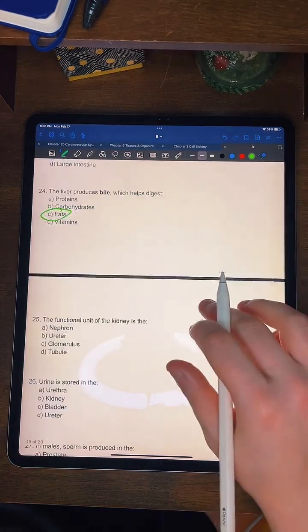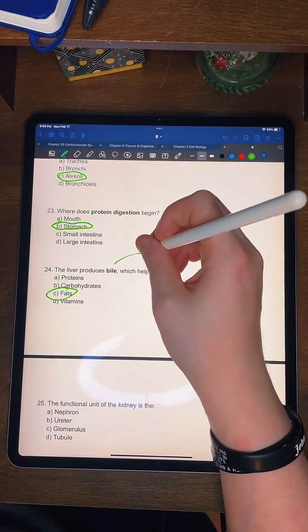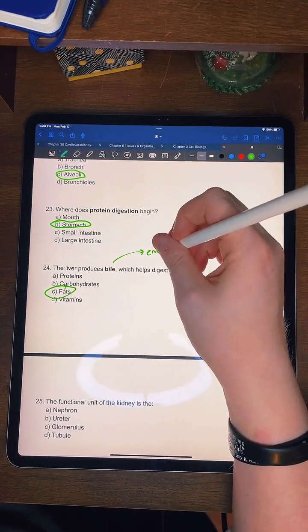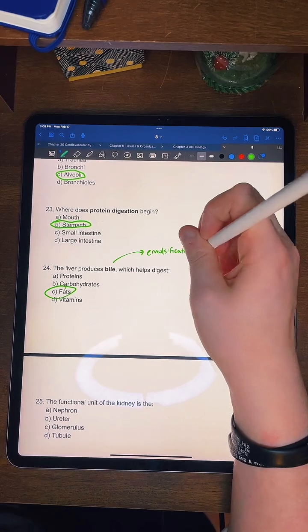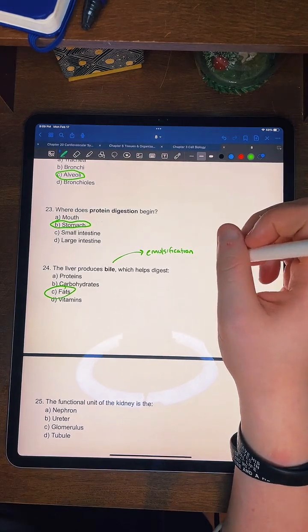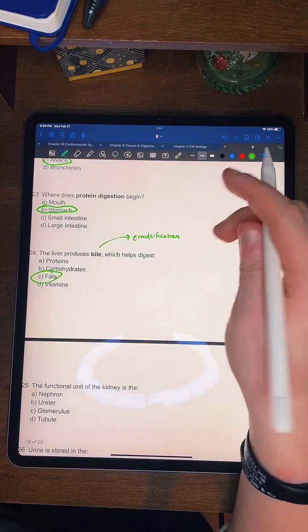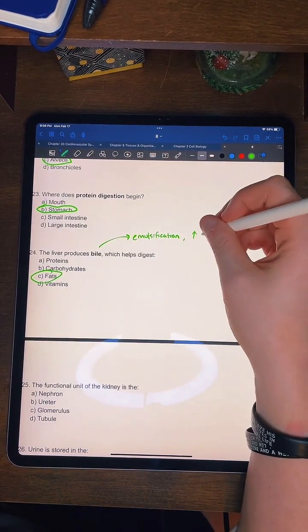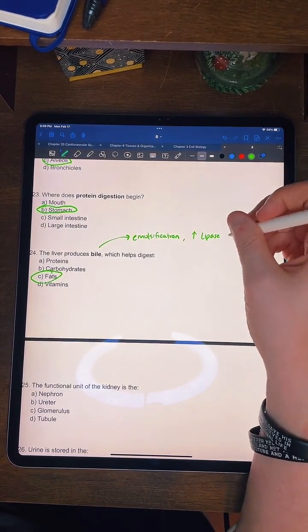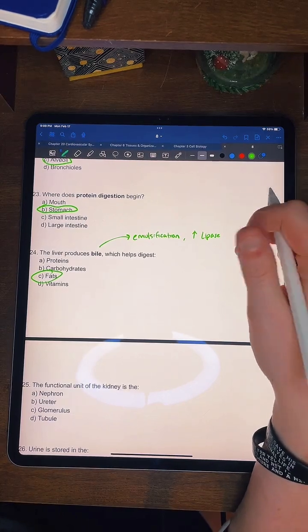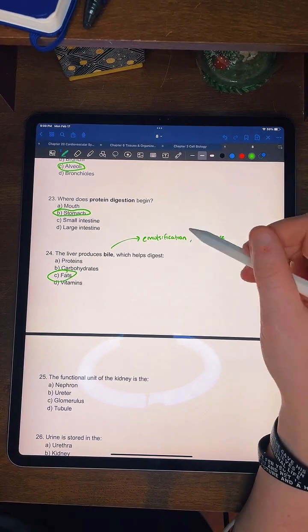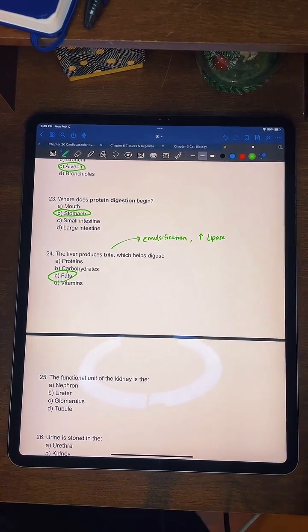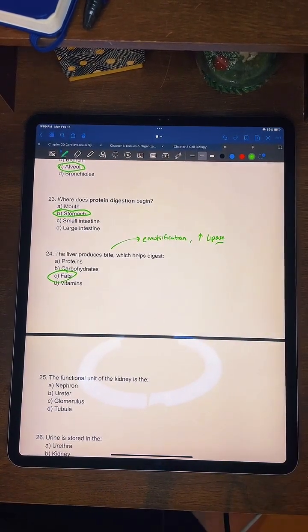So bile, let's see. Bile is responsible for emulsification. So I would definitely get a definition down here. And then it also increases lipase. So that's why it's going to help digest fats through emulsification and increasing lipase. So it's an enzyme for lipids.